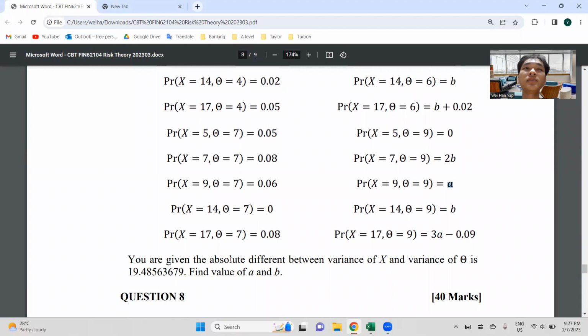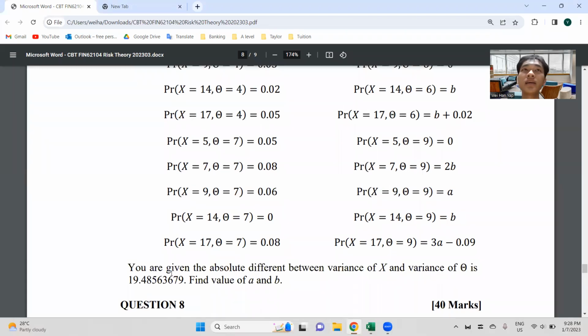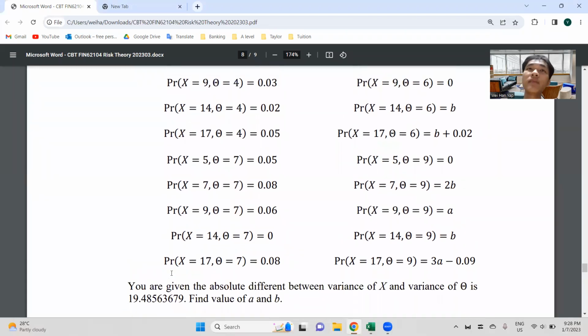So we are actually given this: the absolute difference between the variance of x and the variance of theta is this figure. My thought process is this. First, we have to find the expectation of x, the first moment of x, and then we can proceed to find the second moment of x, and lastly, we can find the variance of x.